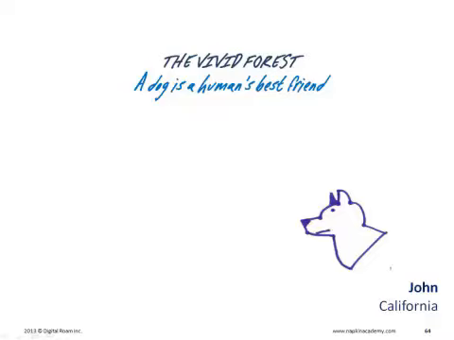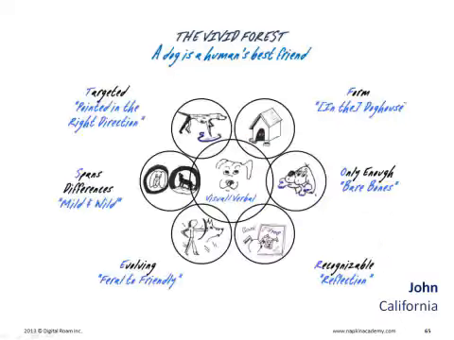Well, I chose the third one, Dan. A dog is a human's best friend. And I just started off with the thought of, what does a dog mean to me or to anybody? And a lot of thoughts came to mind. So I actually wanted to take the Vivid Forest principles and work with each one of them and try and come up with my own visual.